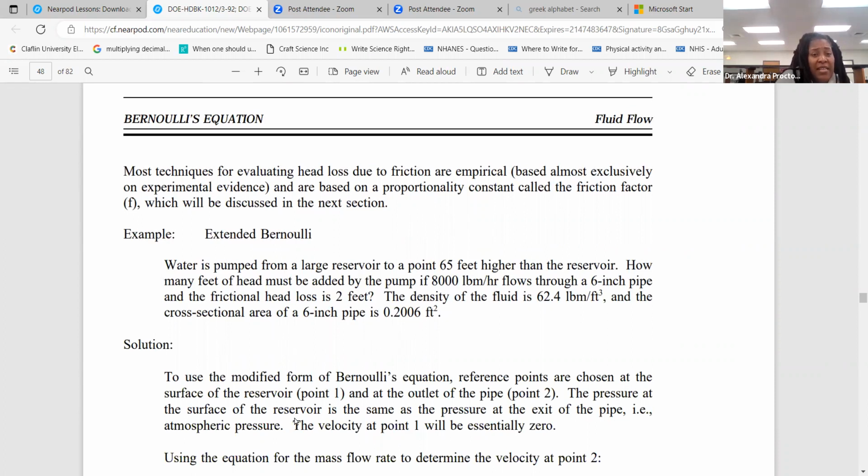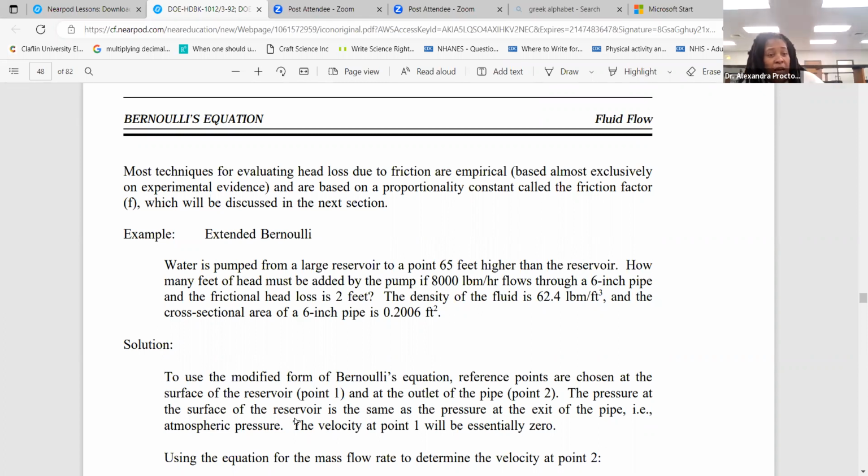So most techniques for evaluating head loss due to friction are empirical. They're based exclusively on experimental evidence, and they're based on a proportionality constant called the friction factor, f, which will be discussed in the following section.